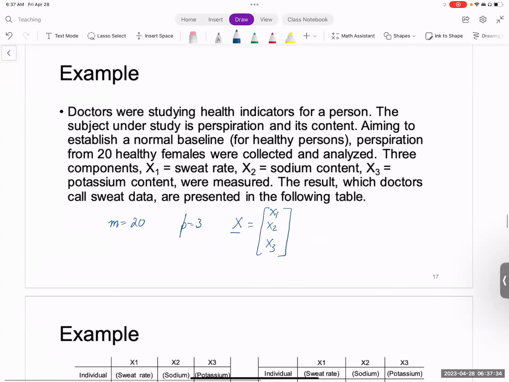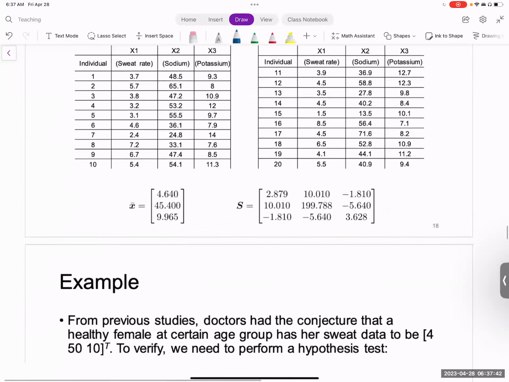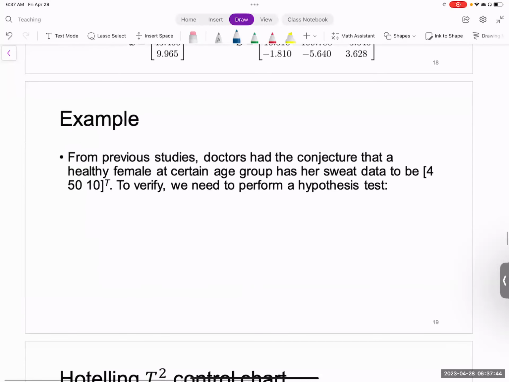All right, now this is the data that we have here. X1, X2, and X3 are given to you for 20 individuals. From previous studies, doctors had the conjecture that a healthy female in a certain age group has her sweat data to be 4, 50, and 10.